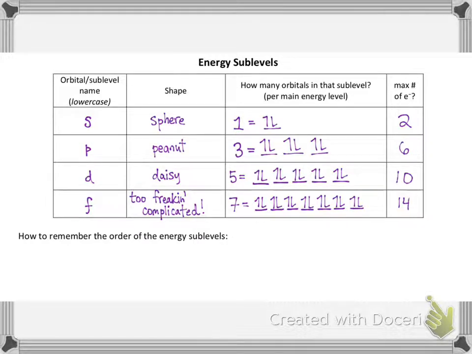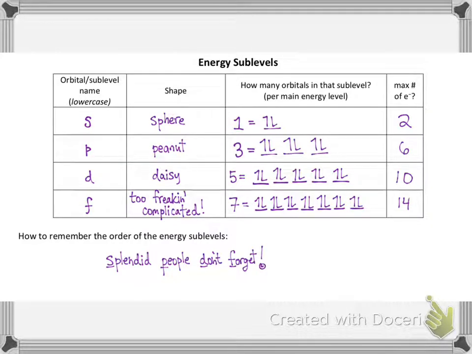Luckily, there's a quick trick to make sure you never forget the order of your sublevels, S, P, D, and F. It's because splendid people don't forget. What don't they forget? Well, the order of their energy sublevels, of course.